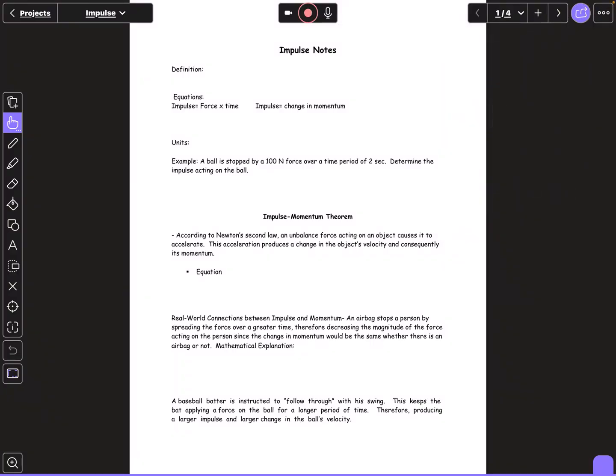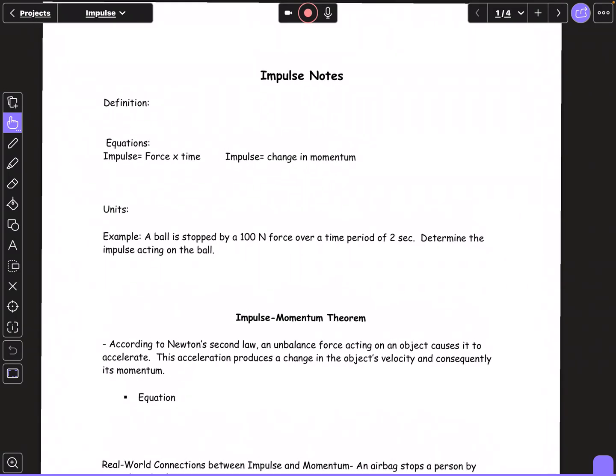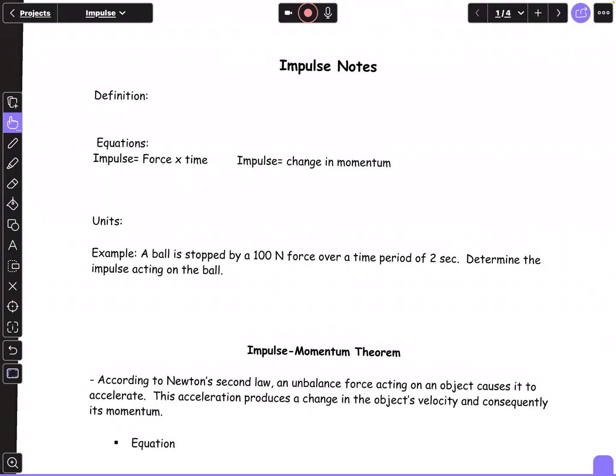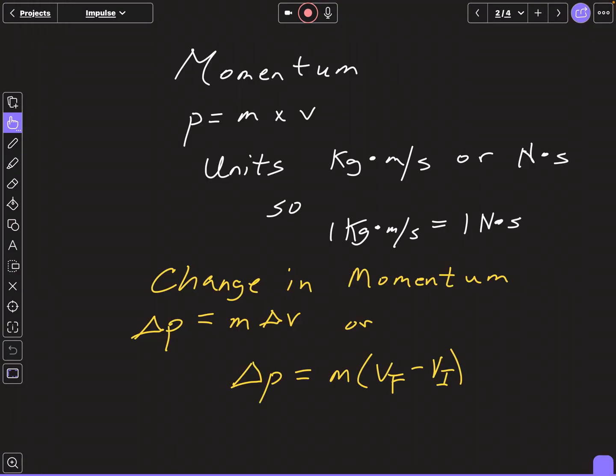Okay, in this video, we're going to talk about a concept in Unit 6 called impulse. We're just continuing on talking about momentum. But first, we want to review momentum. Now, momentum we can define by an equation where momentum is equal to mass times velocity. So the P stands for momentum, M for mass, V for velocity.